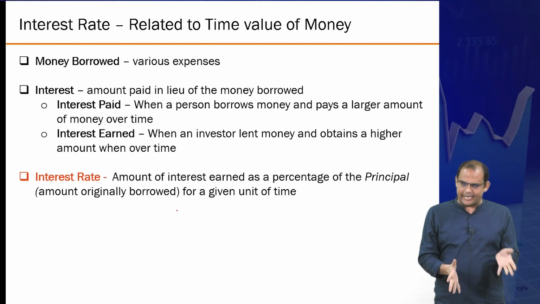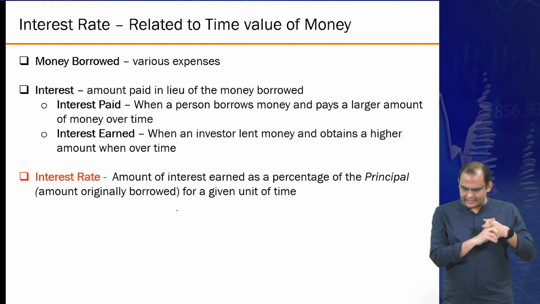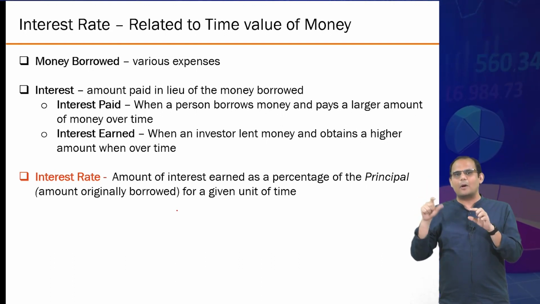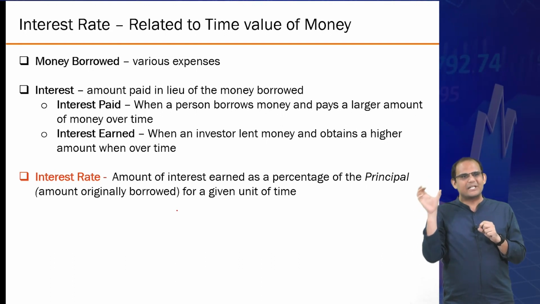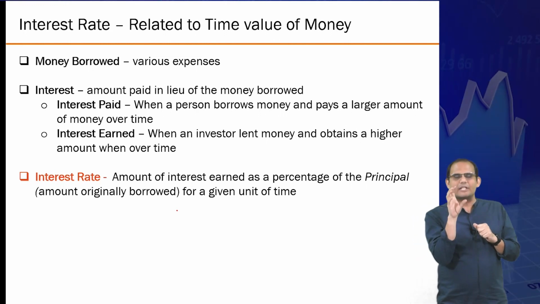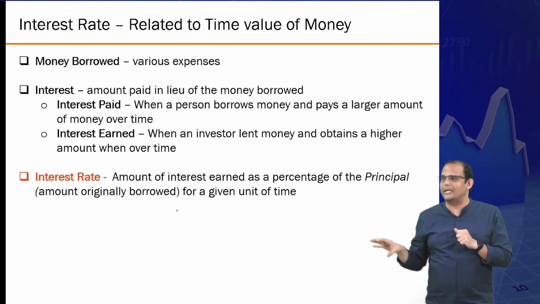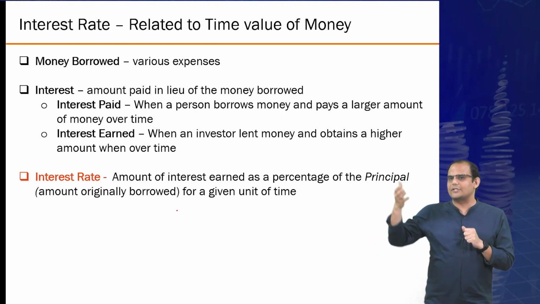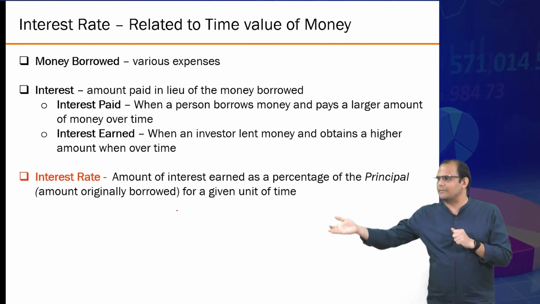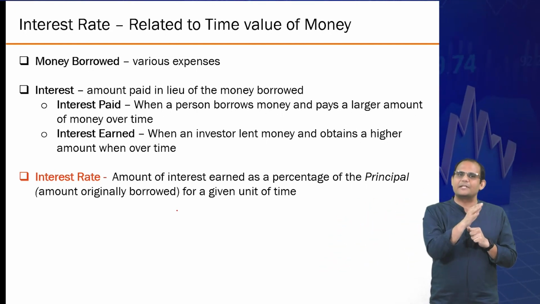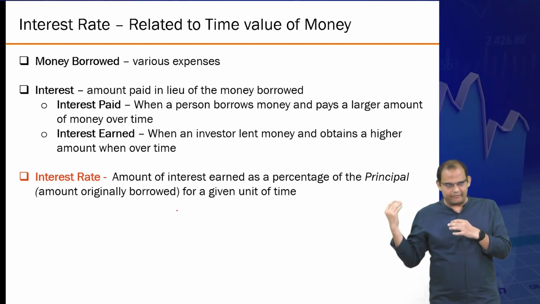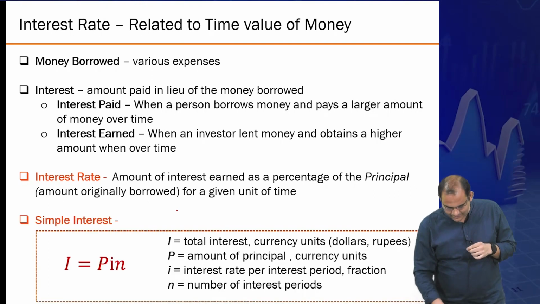But this interest rate concept is the amount of interest earned as a percentage of the principal. Principal is the original amount that you either lent or borrowed. So the percentage of that amount is called the interest rate. And this rate concept we will be using very, very commonly in this particular course, right? And this has to be per unit time. For example, 5% per year, right? 5% per 6 months. You can define that, and 5% per year is not the same as 5% per 6 months, right? It is different, and we will also look at those kinds of examples.